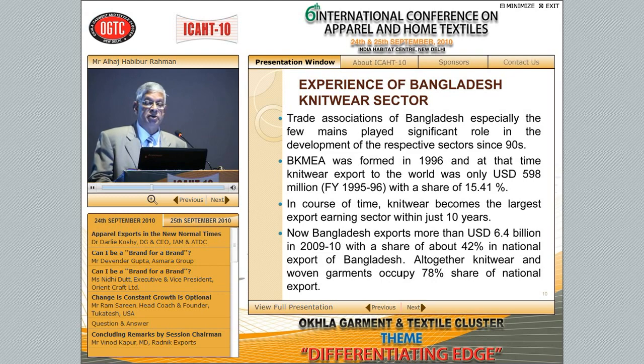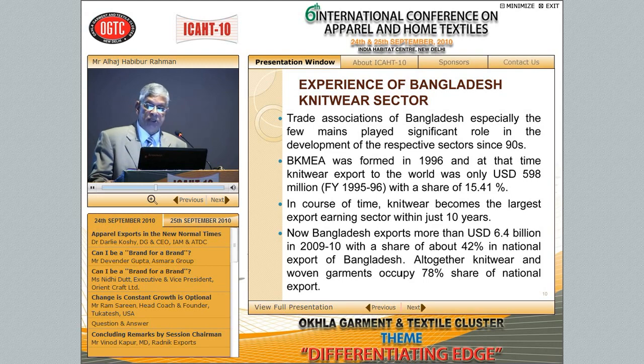Experience of the Bangladesh knitwear sector. Trade associations of Bangladesh, especially the few men's wear associations, played a significant role in the development of the respective sectors since the 90s. BKMEA was formed in 1996, and at that time knitwear export to the world market was only US$598 million in fiscal year 95-96, with a share of 15.41% of our total export. In the course of time, knitwear became the largest export earning sector within just 10 years.